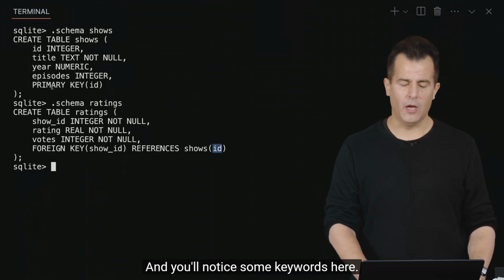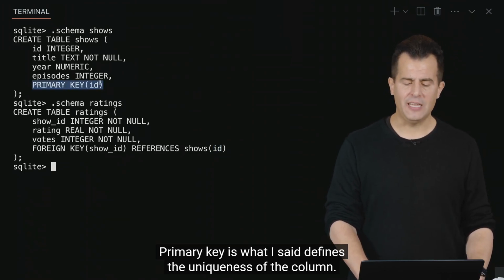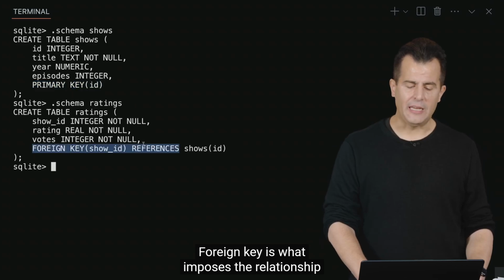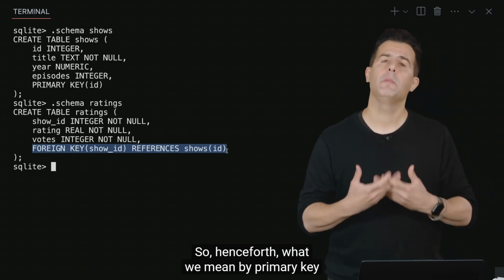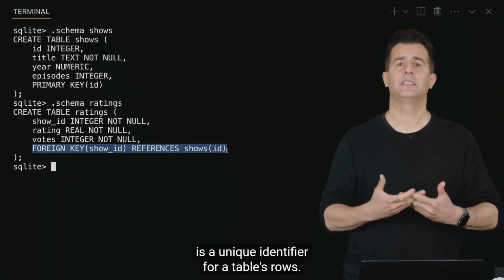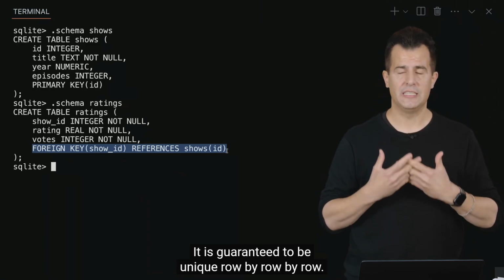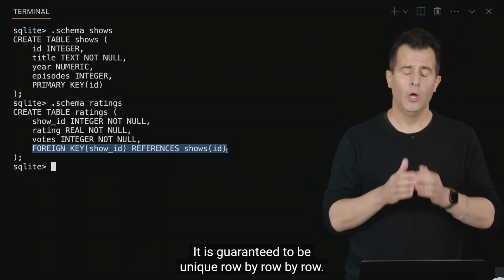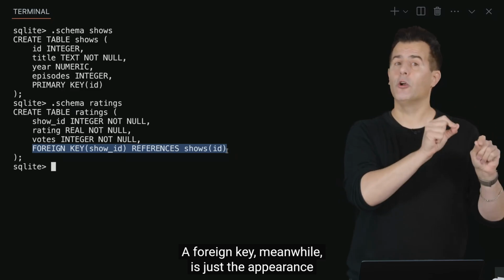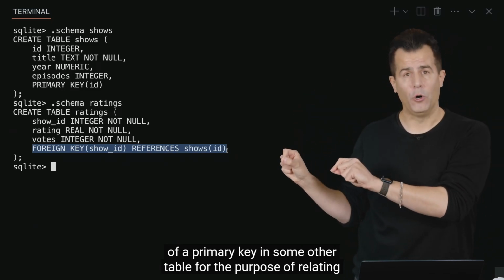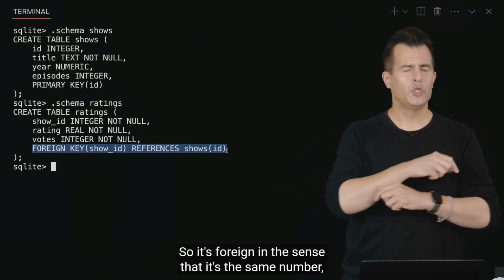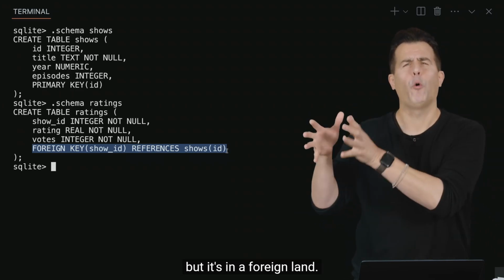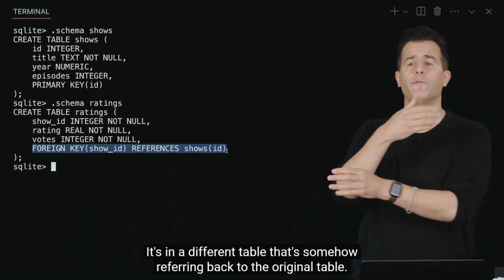And you'll notice some keywords here. Primary key is what I said defines the uniqueness of the column. Foreign key is what imposes the relationship between this table and that. So henceforth, what we mean by primary key is a unique identifier for a table's rows. It is guaranteed to be unique row by row by row. A foreign key, meanwhile, is just the appearance of a primary key in some other table for the purpose of relating that other table to the original table. So it's foreign in the sense that it's the same number, but it's in a foreign land. It's in a different table that's somehow referring back to the original table.